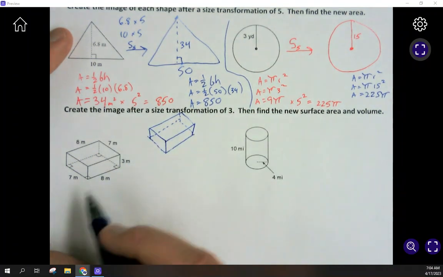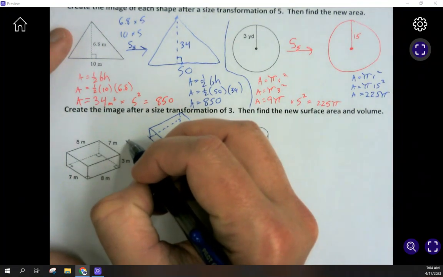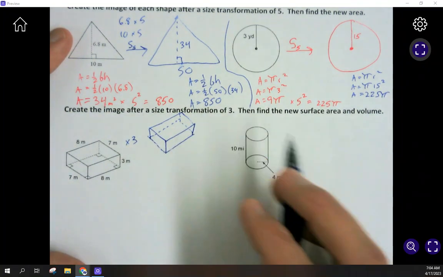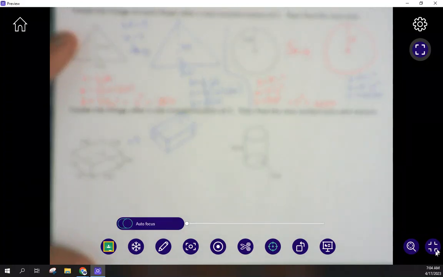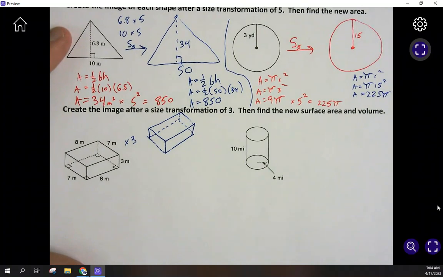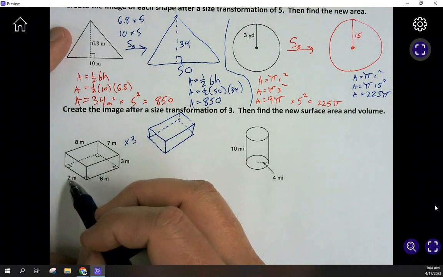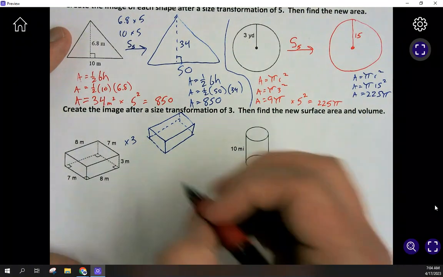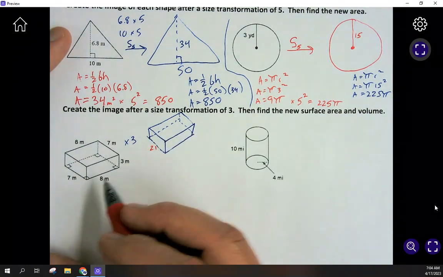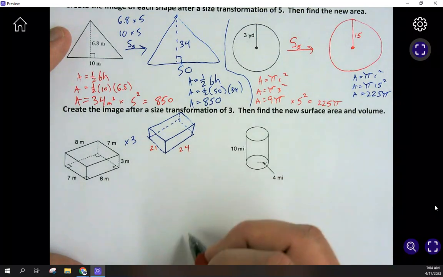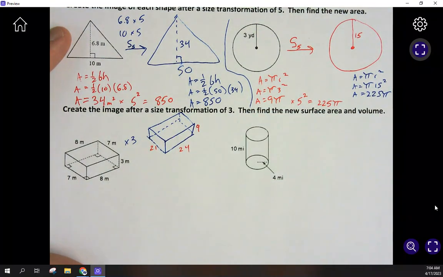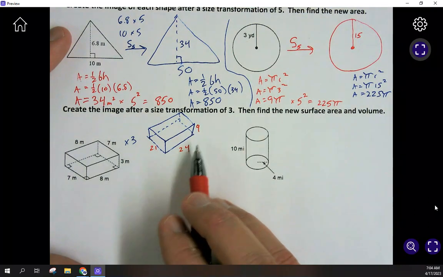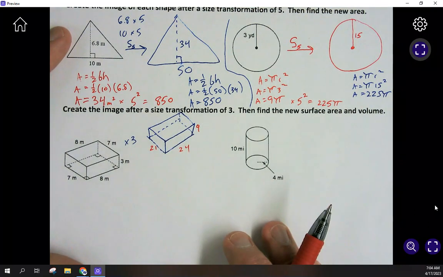Not bad. Okay, so we are timesing this by 3, size transformation of 3. So the bottom, 7 becomes 21, 7 times 3. 8 becomes 24, and then the height, 3 times 3 is 9. So those are your new dimensions, 21 by 24 by 9, and you could spread those out throughout the picture.